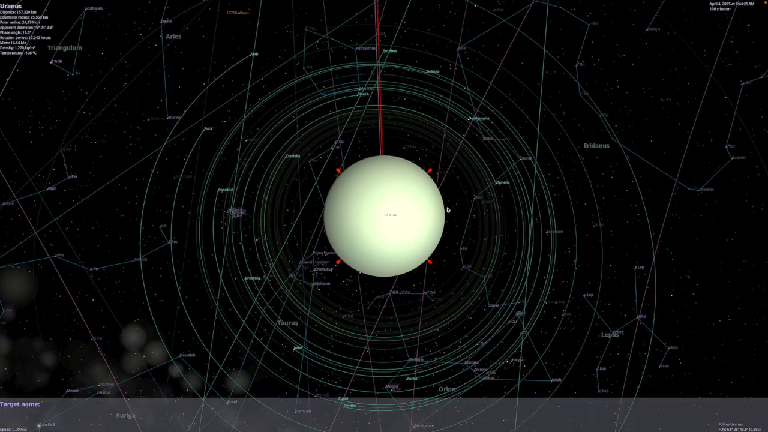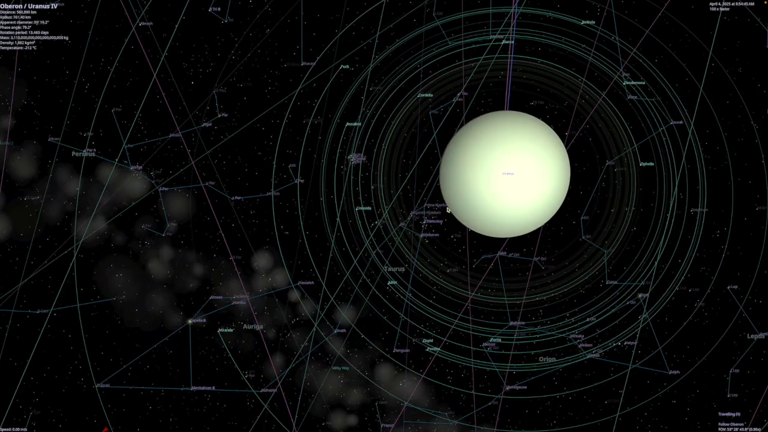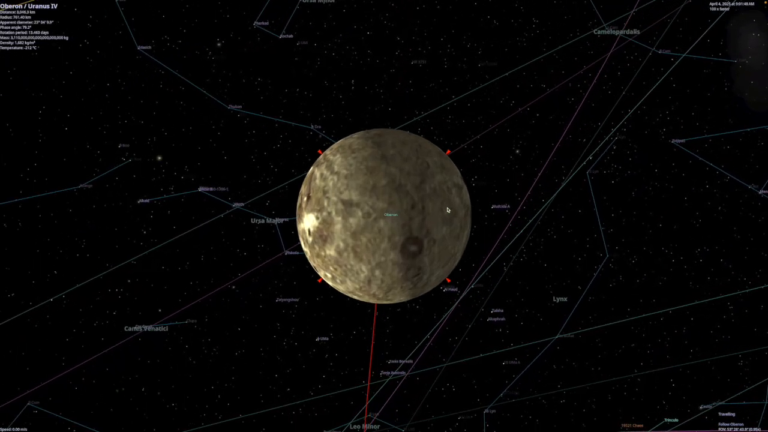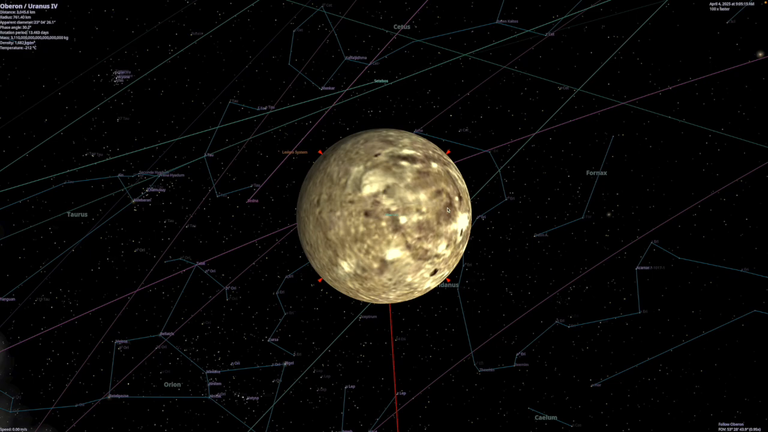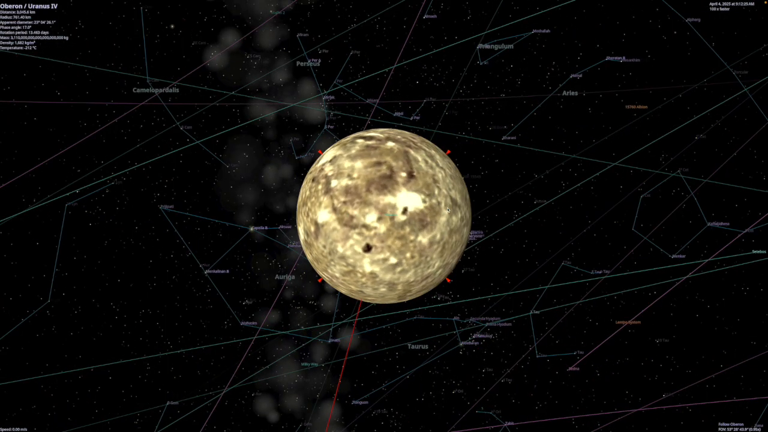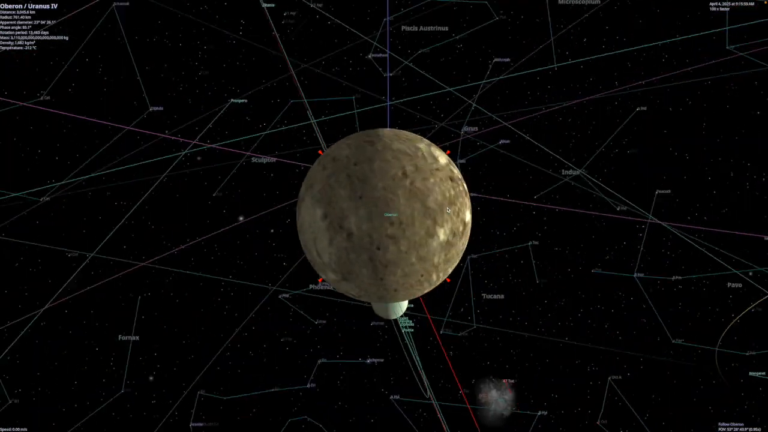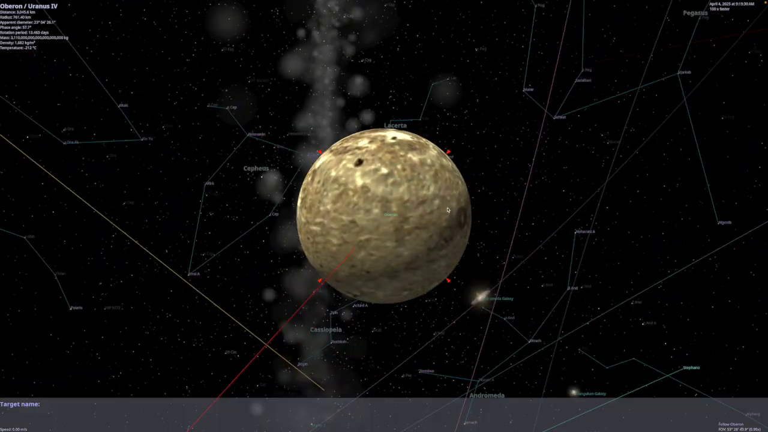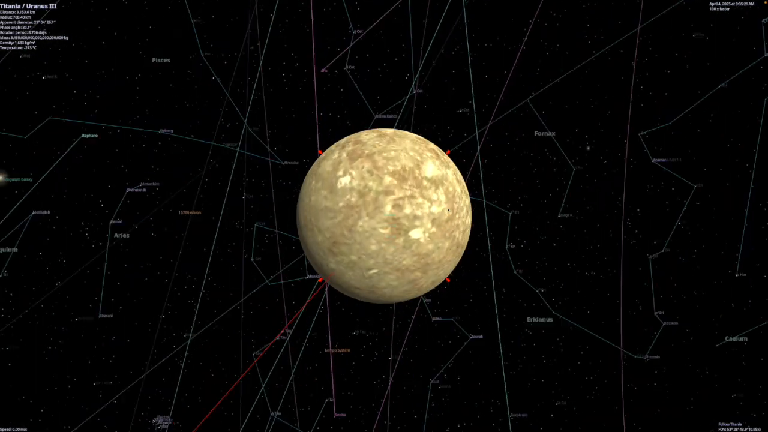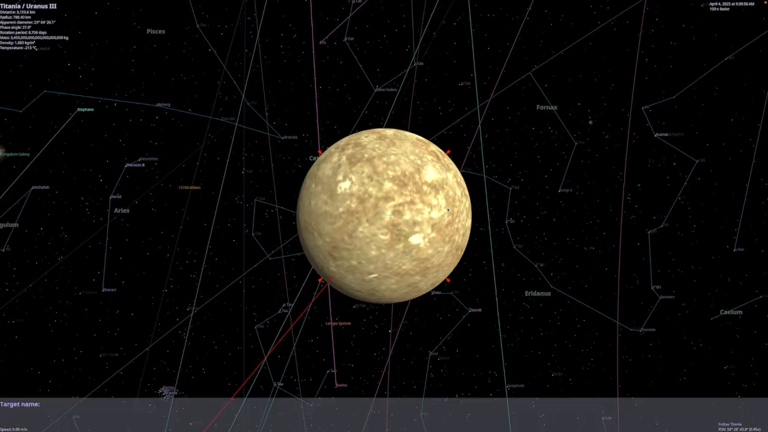First of the major moons, we have Oberon. Here it is, Oberon. This is the second largest one. This is definitely not what it looks like in real life, and the quality is really bad because we don't know what it actually looks like since it's very far away. And we have Titania, which is the largest one. Here it is. Looks pretty similar to the last one.